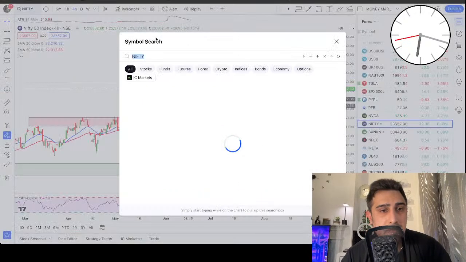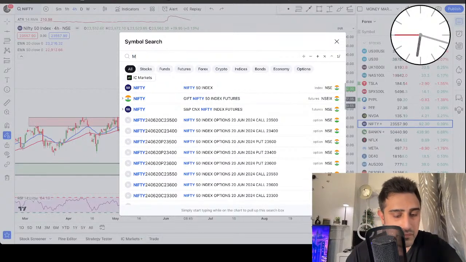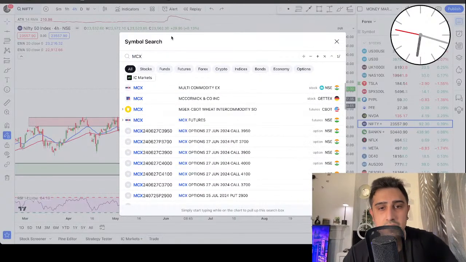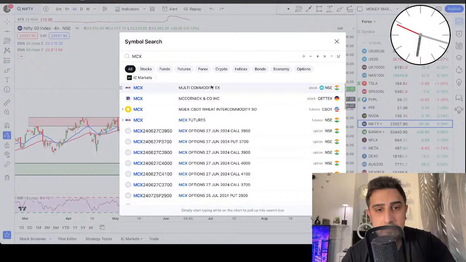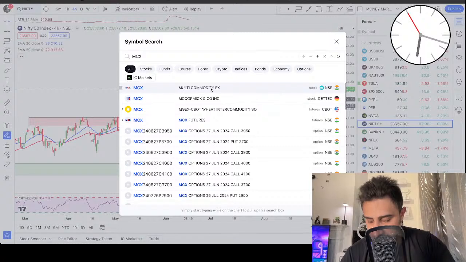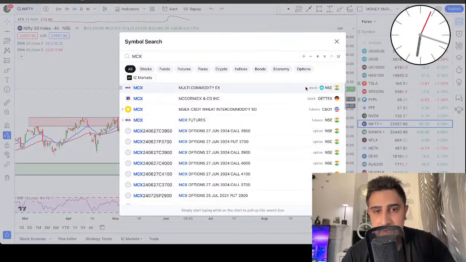MCX, what's MCX? Let's see. So I'm looking at this one, Flexi. If yes, just let me know in the comment section. It's Indian market MCX.